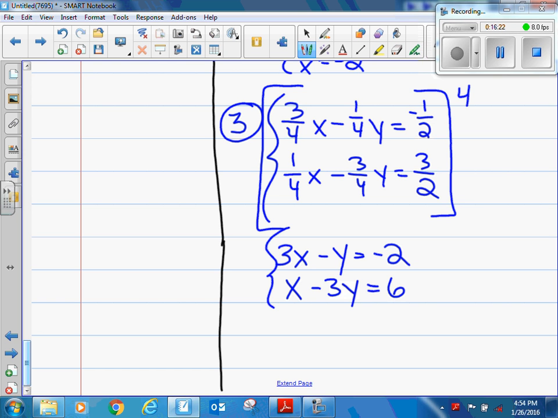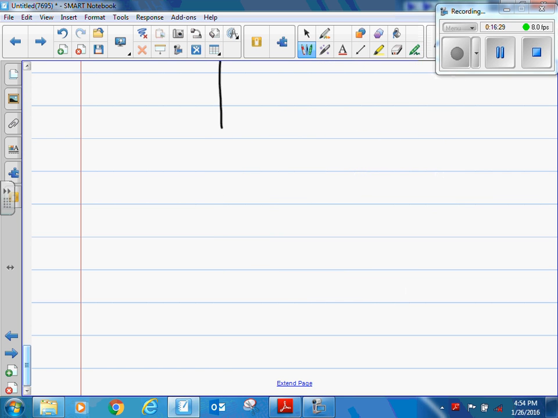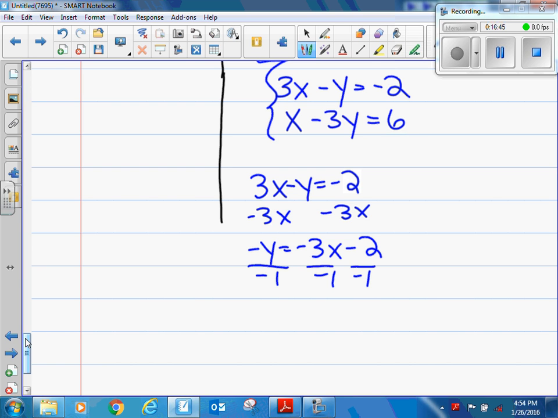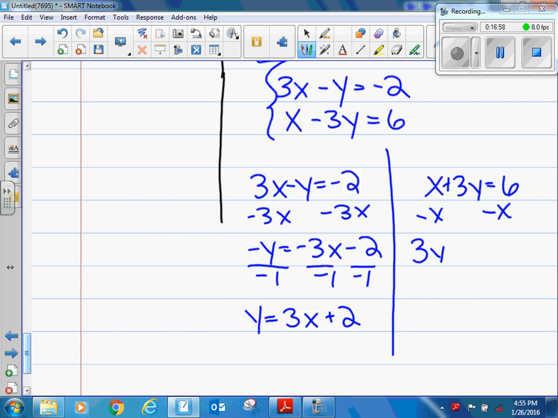Okay, now I have something that I'm used to seeing. I have an equation, but it is in standard form, not in intercept form, so we got to keep going one step further. I got to put these in the right form. I'm going to move over my 3x. I have -y equals -3x minus 2. Divide everything by that negative, and I get y equals 3x plus 2. Same thing with my other equation, x plus 3y equals 6. I got to move over my x. Divide by 3. And I have y equals -1/3 x plus 2.